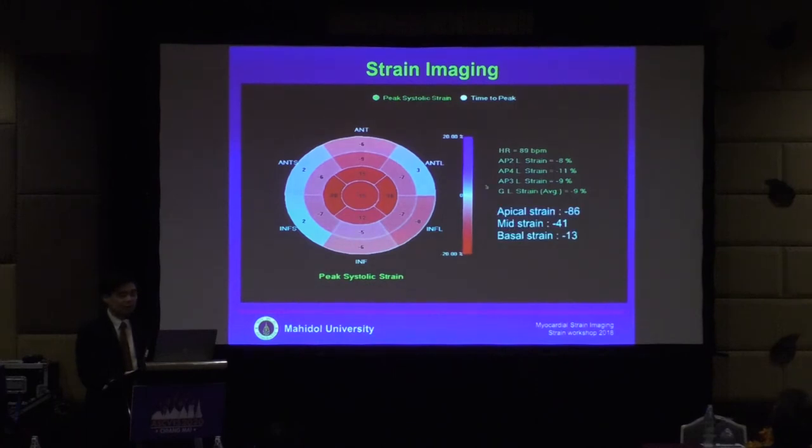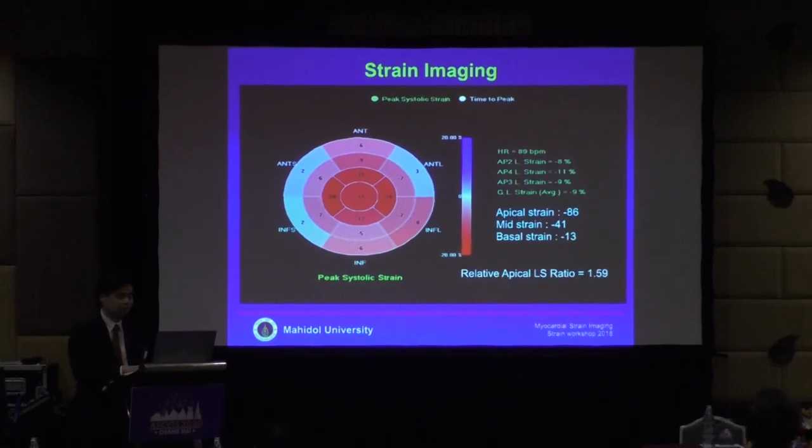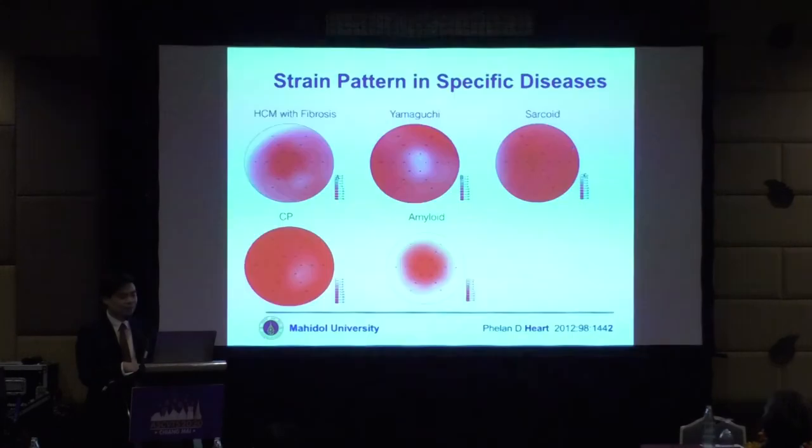And if you calculate it, the apical strain is minus 86. And if you divide it by the summation of the mid and basal strain, this index is more than 1. This relative apical longitudinal strain ratio turned out to be 1.59. And it looks like a cherry on top of a cupcake, so we call it the cherry on top sign.